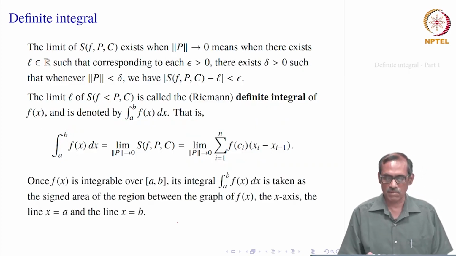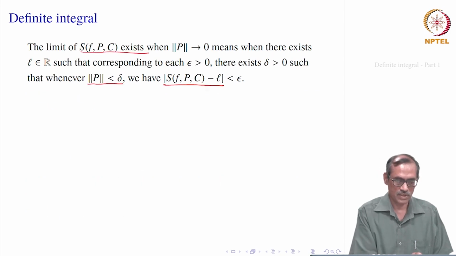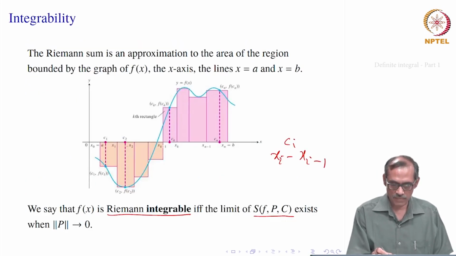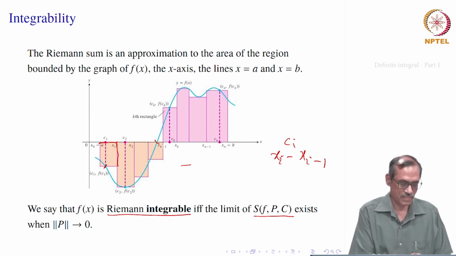Once f(x) is integrable over [a,b], this integral is taken as the signed area of the region. Why signed? You can see from the previous picture, f(x) is negative here, up to this point. So, all these areas will not give exactly areas in our geometric sense, they will have a negative sign. Suppose this length is 2 and this height is 3, then you get minus 6, because f(c_i) equals minus 3. So, it is really a signed area, not exactly the area.